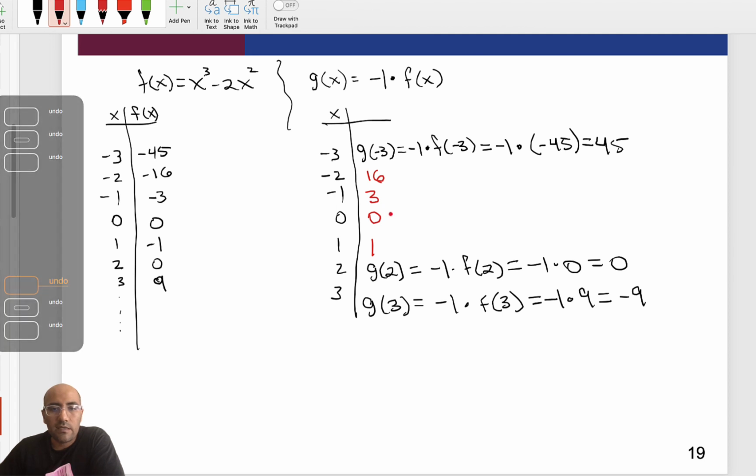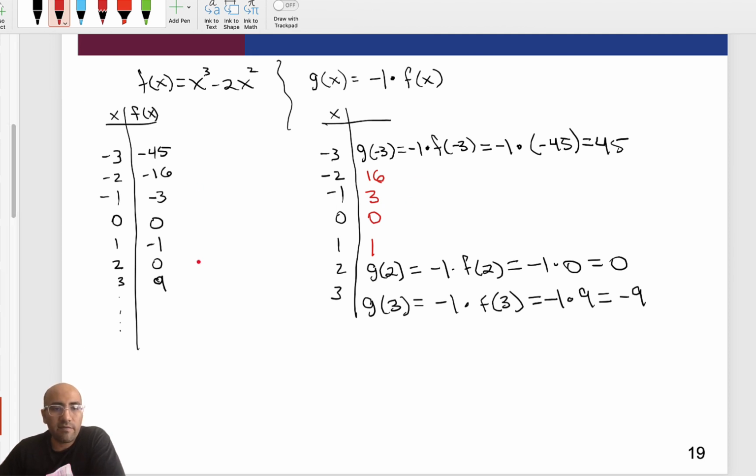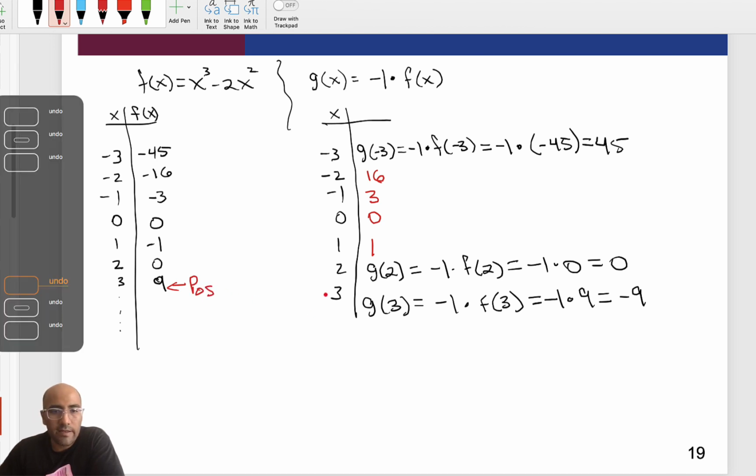So all we're doing is taking all previously positive outputs, which used to be positive, and now we switch them over, and we end up getting a negative. Previously positive answers become negative.